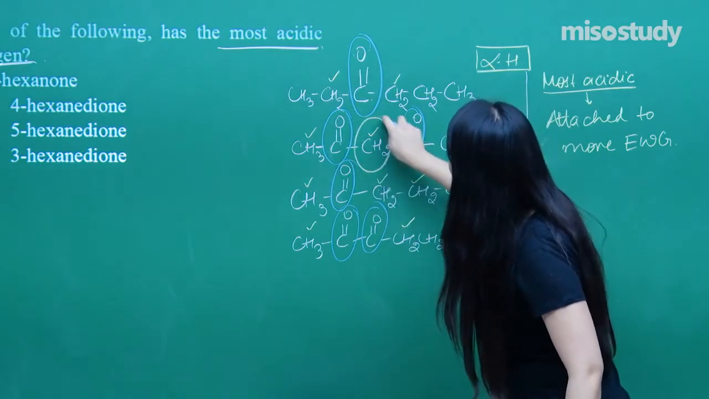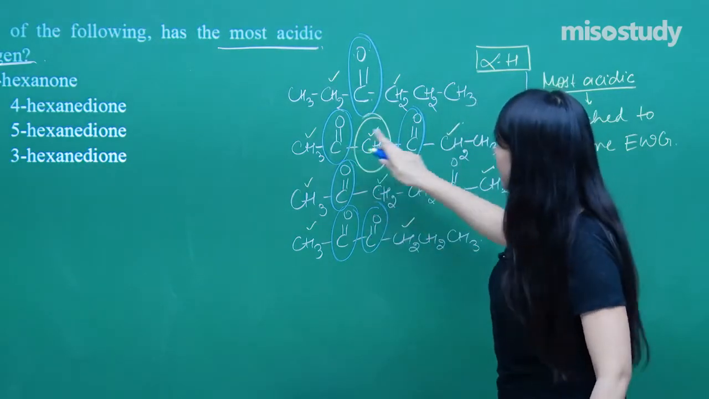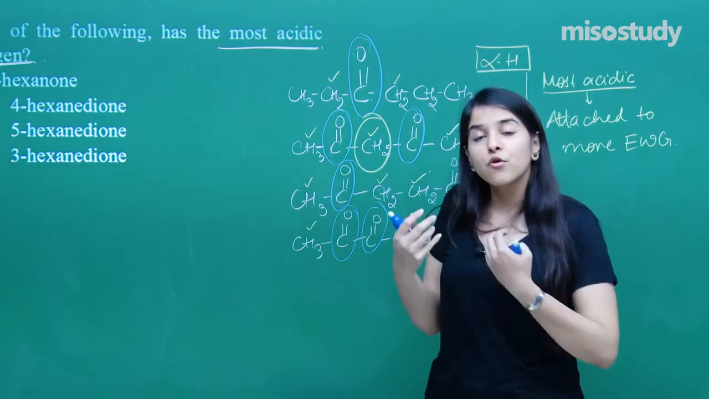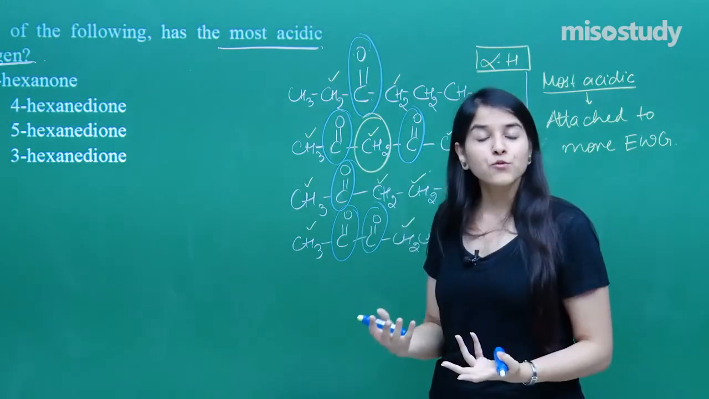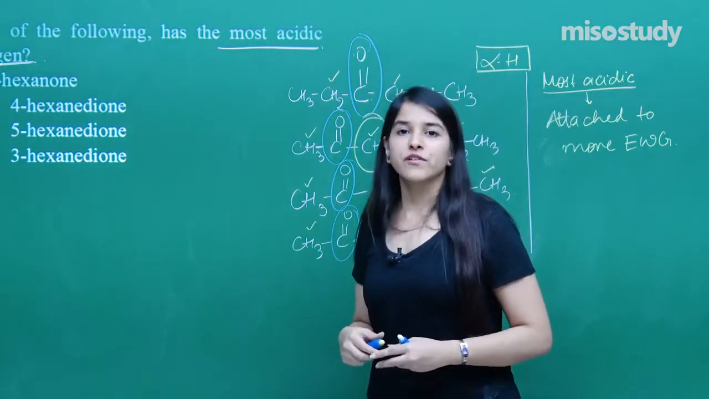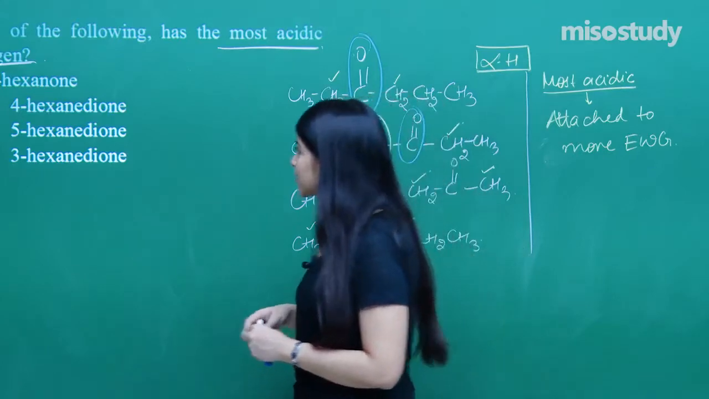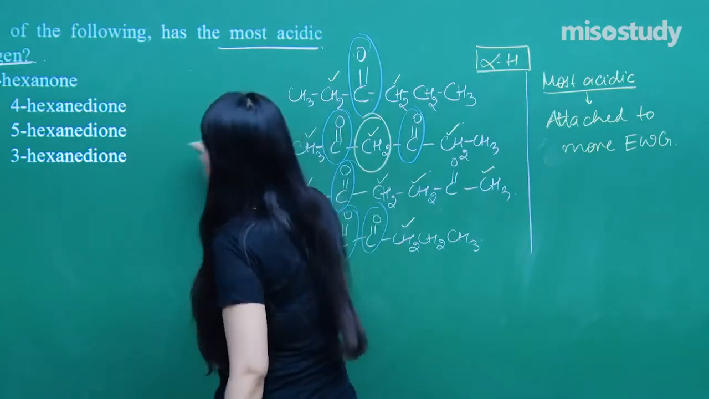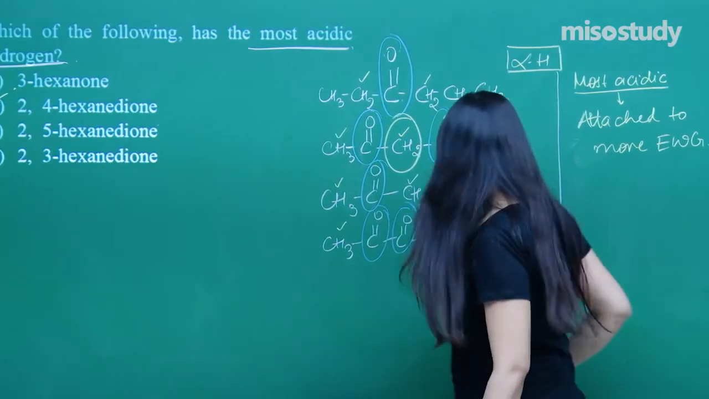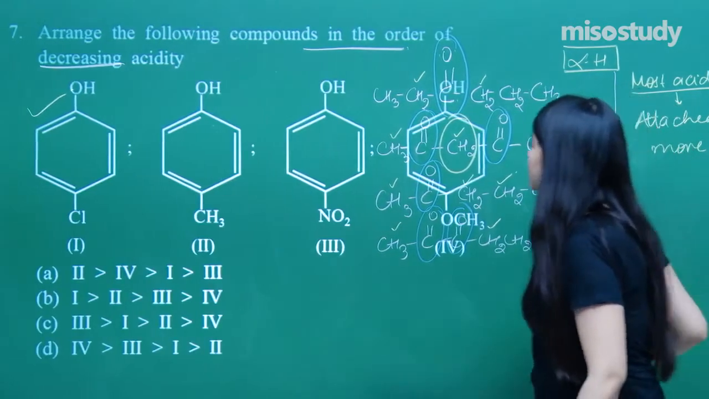This one will be the most acidic because it has been attached with two withdrawing groups, making it more labile, making it go off more easily. That is what an acidic hydrogen is, whenever it goes off in the form of a proton very easily. So I hope you all have got the answer over here. What is the answer? We have got the second option as the answer. So I hope that is clear to you. Let's now move on to the next one.